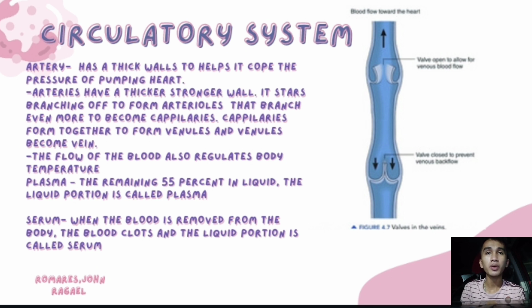In the body, the liquid portion is called plasma. When the blood is removed from the body, the blood clots and the liquid portion is called serum. The clot contains all the formed elements intertwined together in a fibrin mass. Blood that is flowing through the body contains a protein called fibrinogen. We can see in the pictures the blood flow toward the heart. In the upper part, the valve opened to allow for venous blood flow. In the lower part, the valve closed to prevent venous backflow.